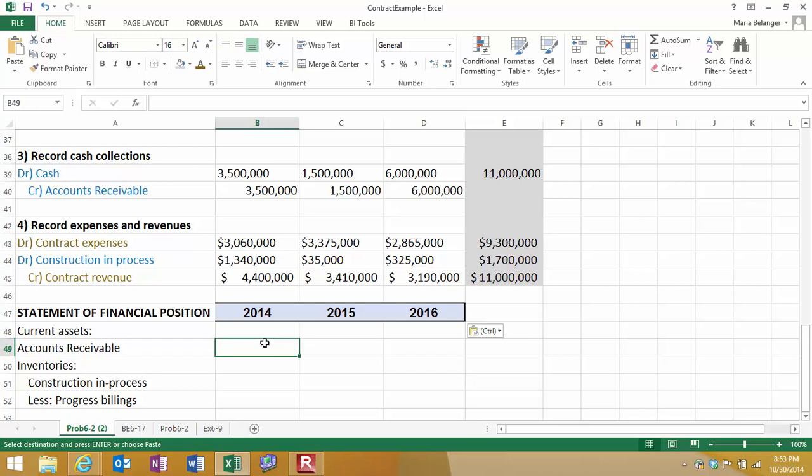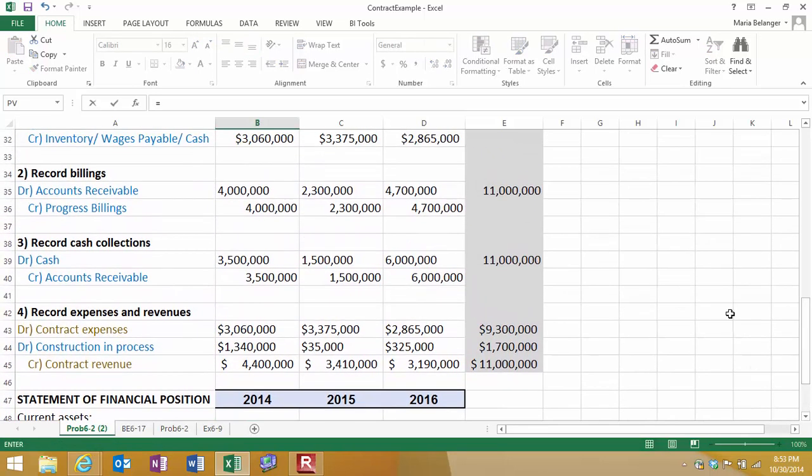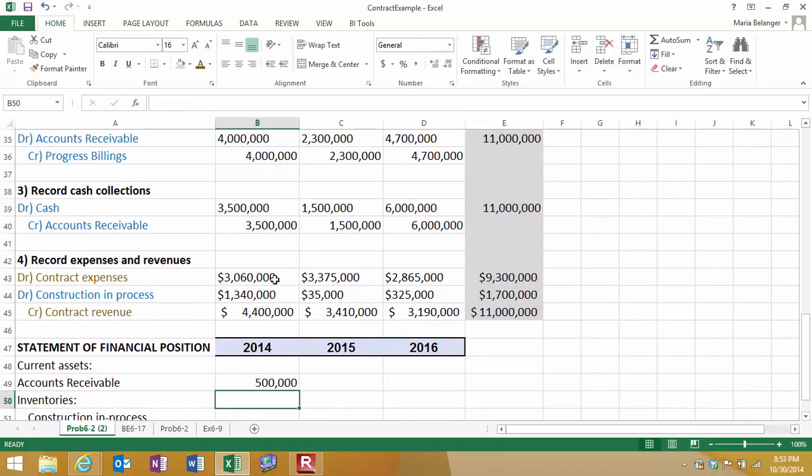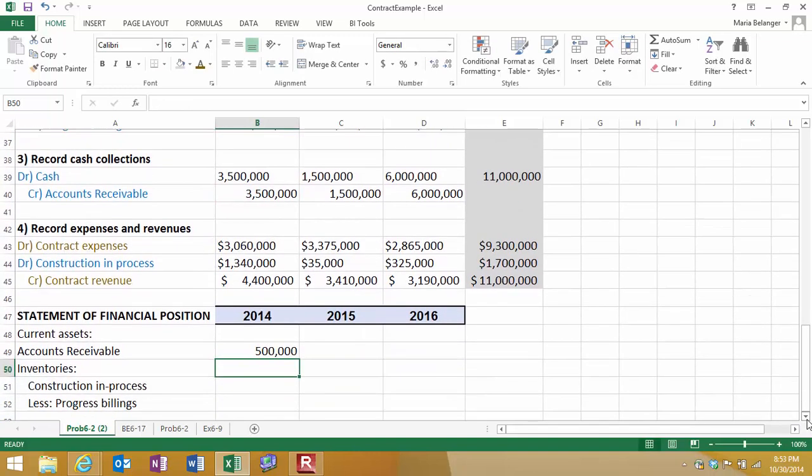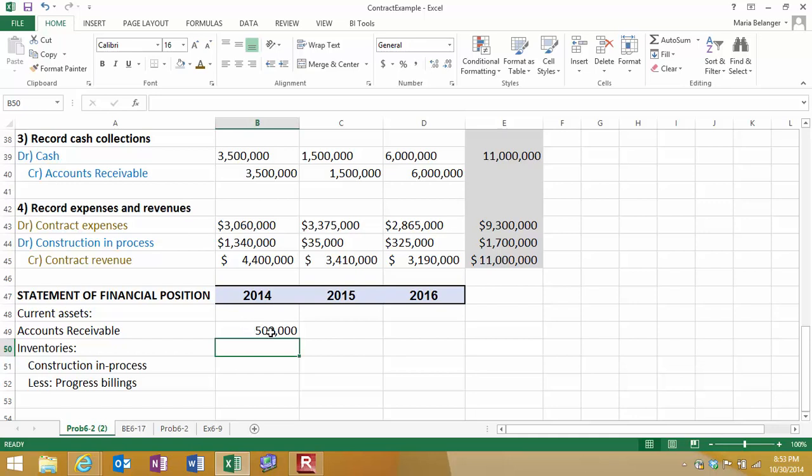So in the first case, our accounts receivable would come from journal entry number 2 when we have our billings at $4 million. And then during the same year, we collected cash of $3.5 million, giving us an ending balance of $500,000. So that gives us our accounts receivable. We have two entries affecting accounts receivable.